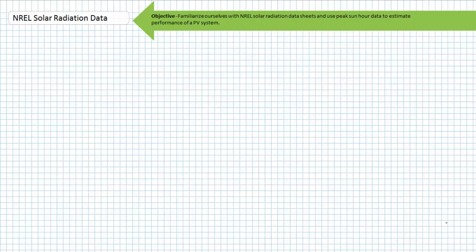I'm your instructor Jim Pytel, and today's topic of discussion is estimating PV system performance using NREL solar radiation data sheets. Our objective today is to familiarize ourselves with the Solar Radiation Data Manual for flat plate and concentrating collectors produced by the National Renewable Energy Laboratory's Renewable Resource Data Center. We'll use peak sun hour data found on these data sheets to estimate PV system performance. Along the way, we'll briefly discuss dual-axis trackers, single-axis trackers, fixed mount systems, and briefly hit on array sizing.